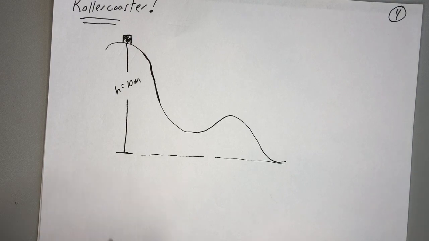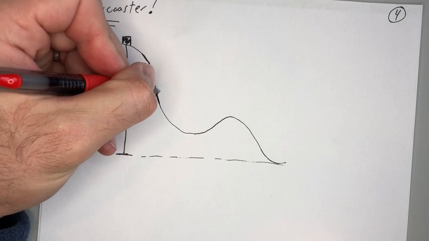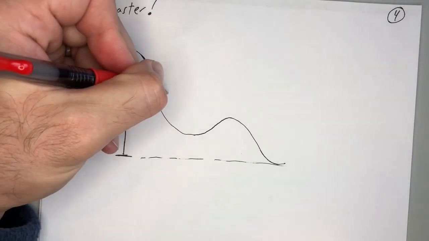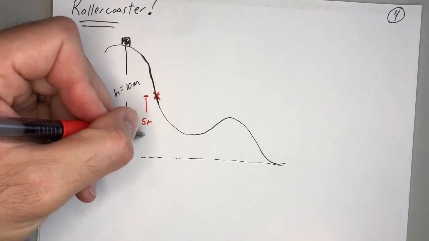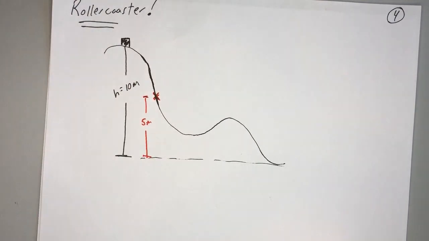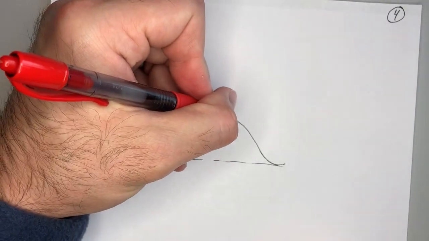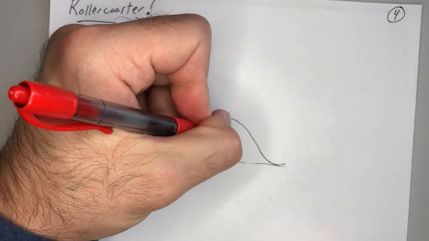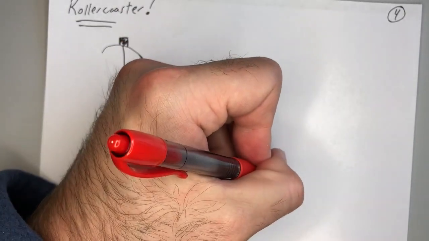This is super cool. I want to know how fast it's going at, let's say, a height of 5 meters. I'm not going to draw this to scale. I'm not a great artist. And then let's say a height of 3 meters right here. And then how fast is it going at a height of 0 meters?